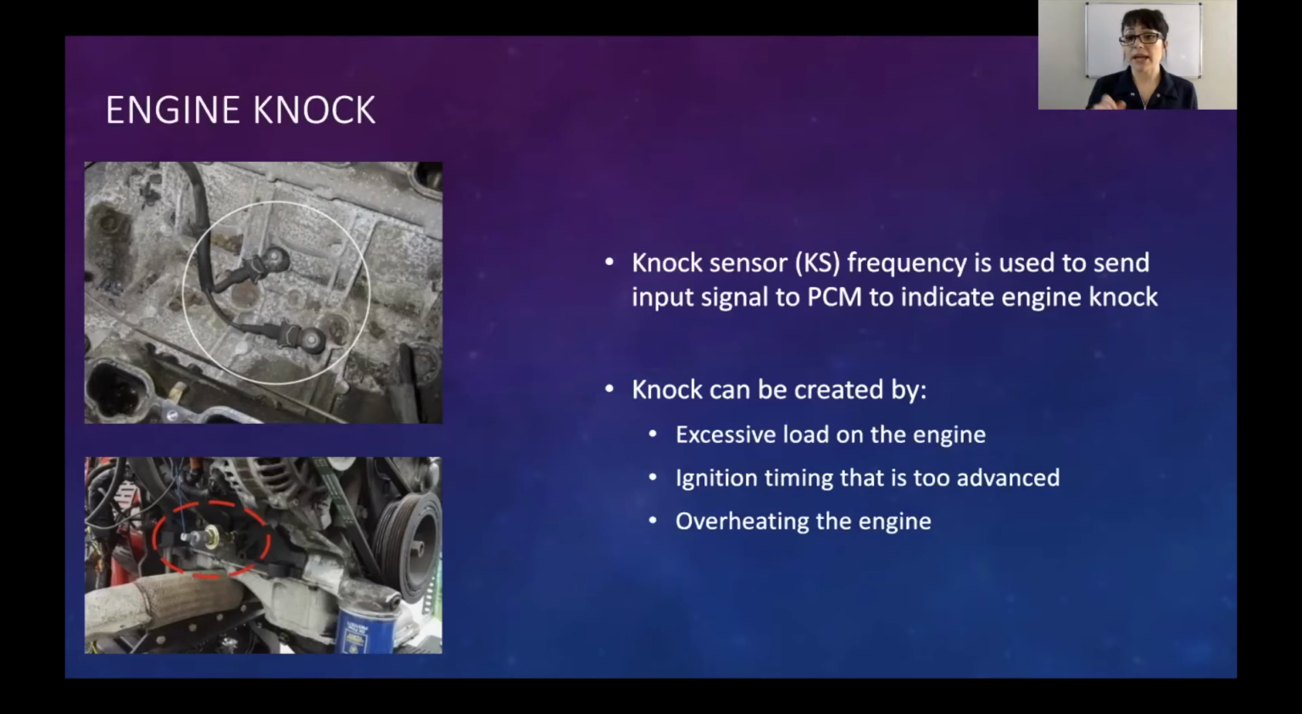Knock can be created by not just excessive load on the engine. Ignition timing that's too advanced will create a knock, and then also overheating the engine. This happens because of pre-ignition. Or, I'm sorry, detonation can happen because of hotspots, which will cause pre-ignition, and so forth. And so engine knock sensors are probably the number one input for ignition timing that is needed, as well as engine RPM. Engine knock and engine RPM are really, really big for ignition timing.